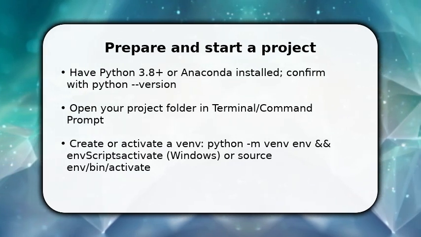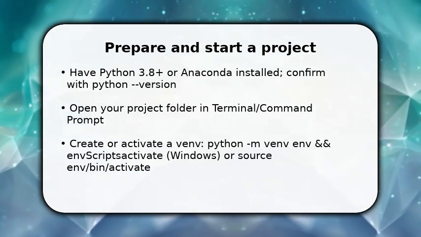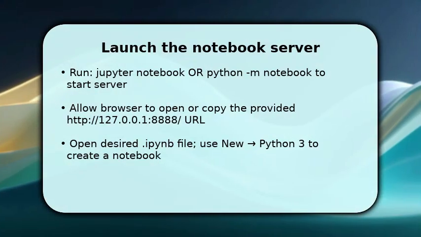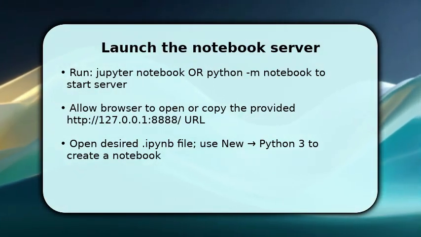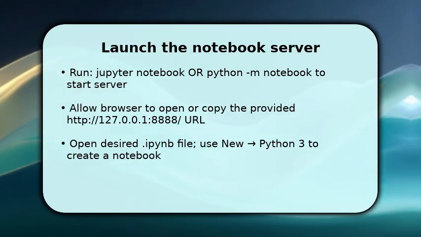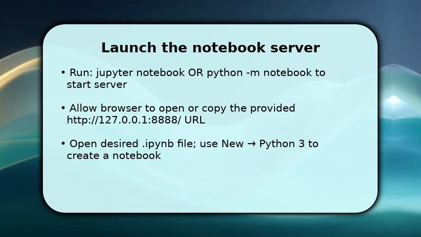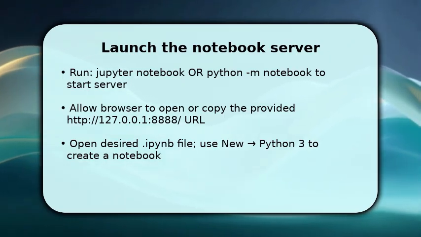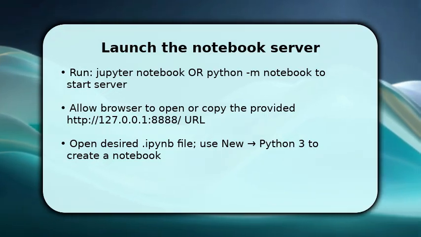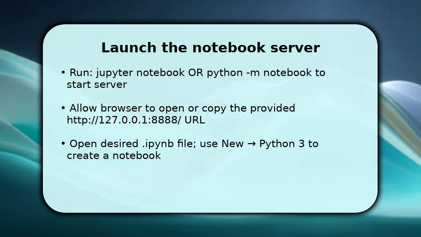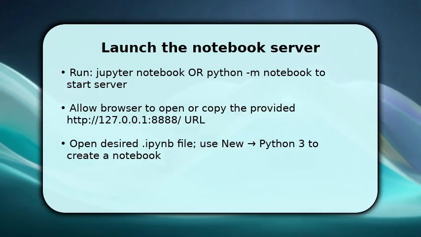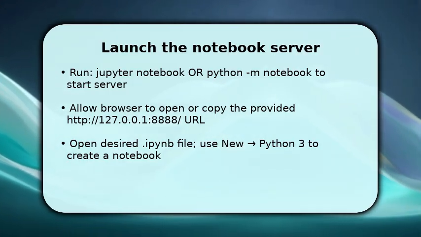Now start the server by running jupyter notebook or python -m notebook in that terminal. This spins up a local HTTP server. The command prints a URL like http://127.0.0.1:8888/ with a token. Open it in your default browser or paste it if the browser doesn't launch. Once the file browser appears, click an existing .ipynb or choose New, Python 3 to create one.